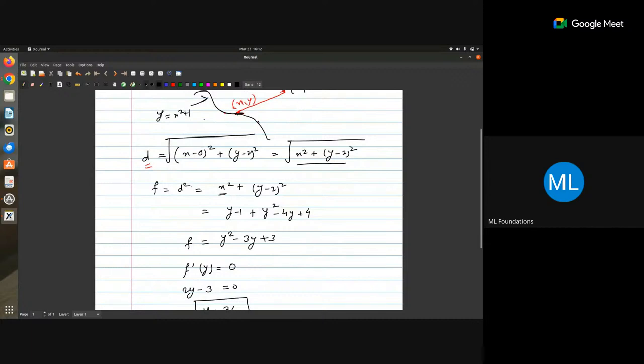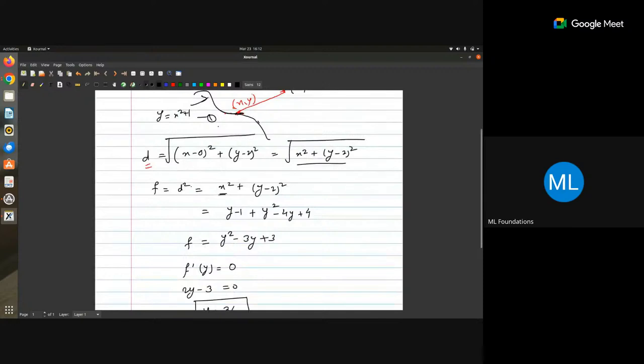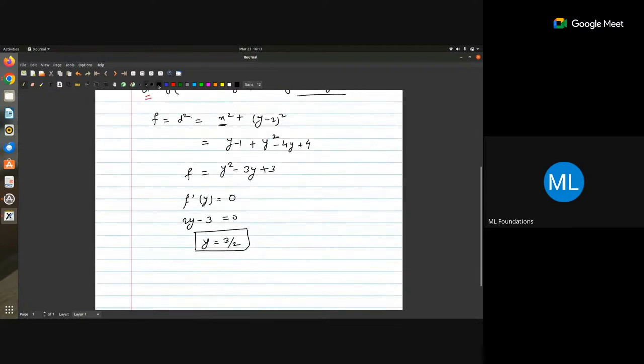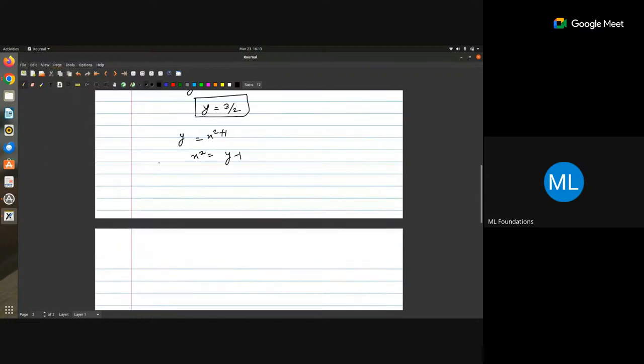And what will I do to get x now? Suppose this is equation 1. I'll simply plug in the value of y in this equation. So y equals x square plus 1, so x square will be equal to y minus 1, right? Now x square will be equal to 3 by 2 minus 1, which is 0.5, right? X square equals 0.5. So x will be what? Plus or minus root of 0.5, correct?